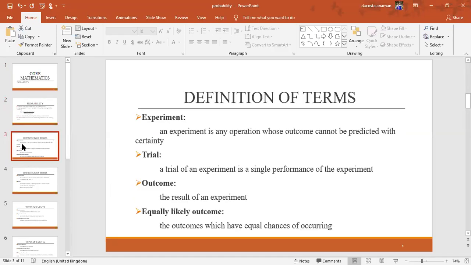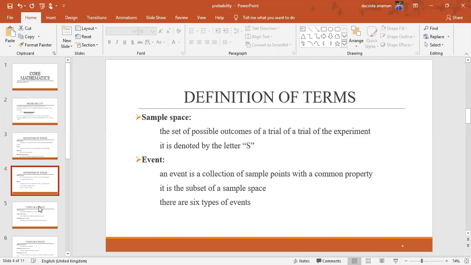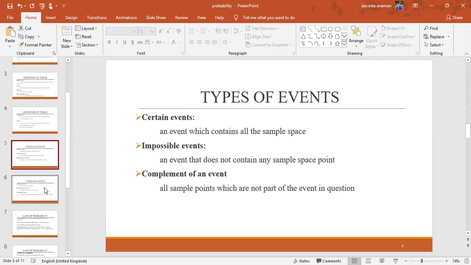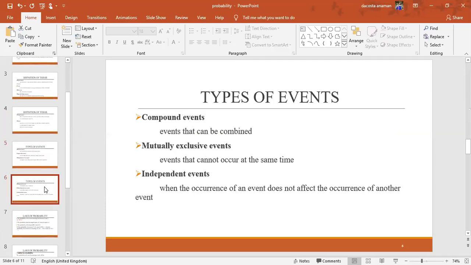We also defined terms such as experimental outcome, equally likely outcome, sample space, and events. We also talked about some types of events, such as certain events, impossible events, complement of an event, compound events, mutually exclusive events, and independent events.